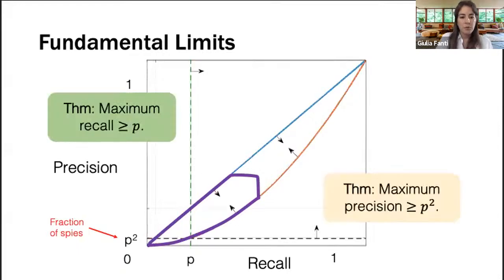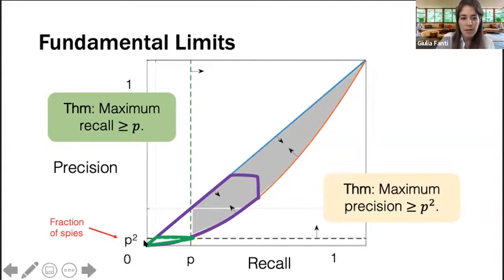So we showed some lower bounds on both the precision and the recall that depend on P, the fraction of adversarial nodes in this network. And these bounds imply that the best region you can hope for is this little green triangle. So we want to design a spreading protocol that achieves the green triangle.